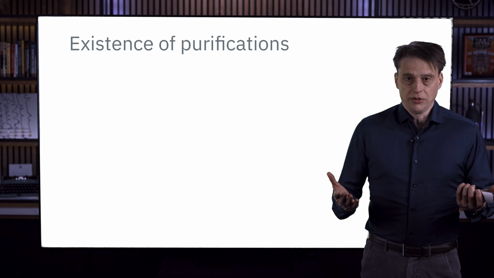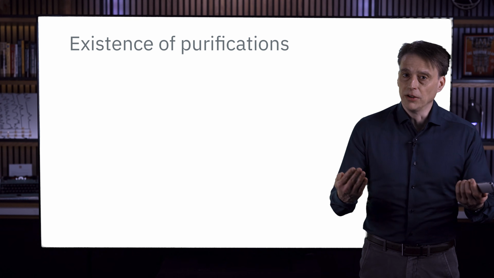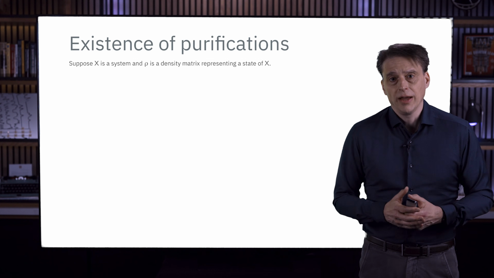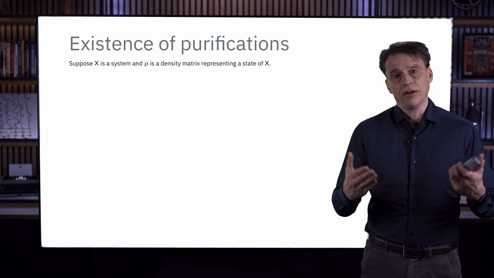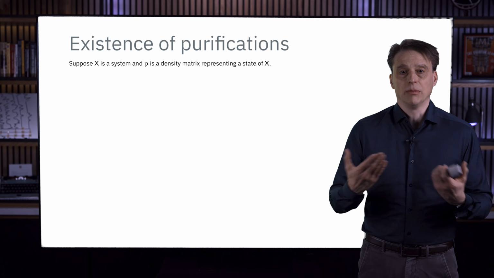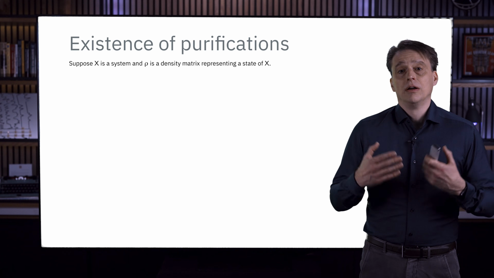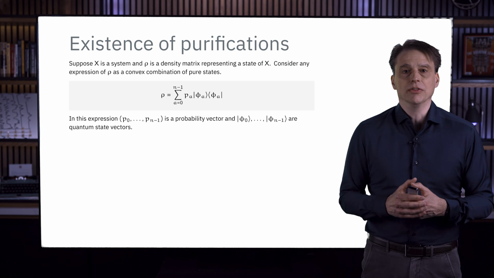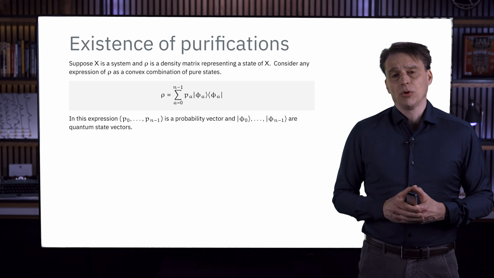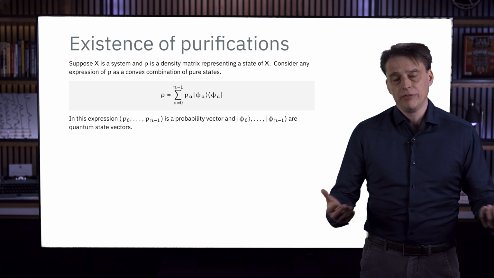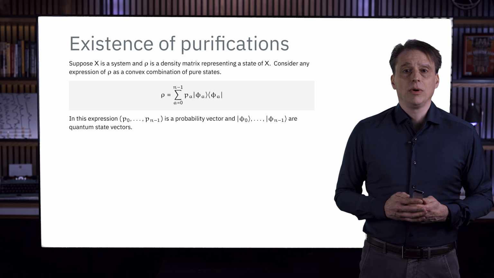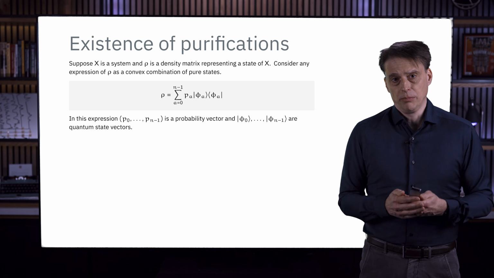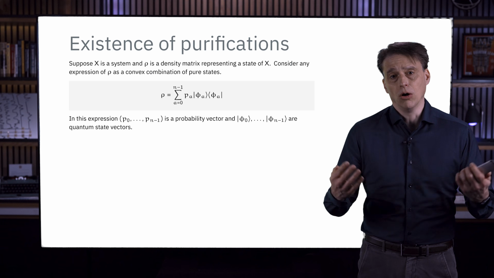Now let's prove that every density matrix has a purification. And in the process, we'll see how we can get our hands on a purification when we need one. Just like we had in the definition of a purification, let's suppose that X is a system and ρ is a density matrix that represents a state of X. Now consider any expression of ρ as a convex combination of pure states, as we have written on the screen. In words, for some choice of a positive integer n, we have a probability vector p0 through pn-1, as well as quantum state vectors φ0 through φn-1, and by averaging the corresponding pure states weighted by the probabilities, we obtain ρ.